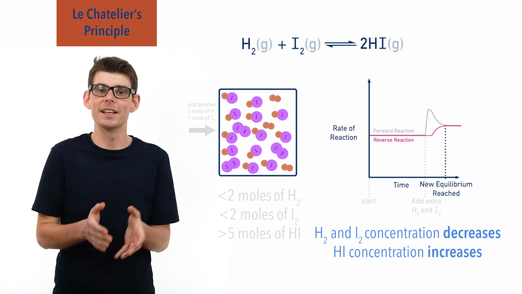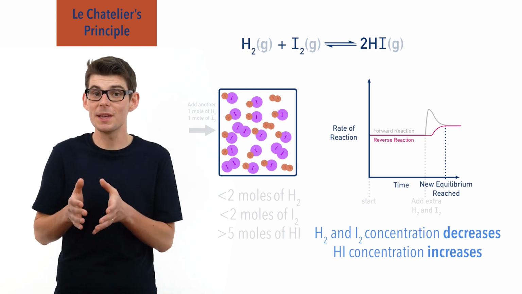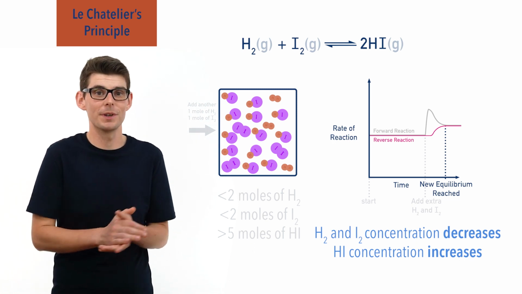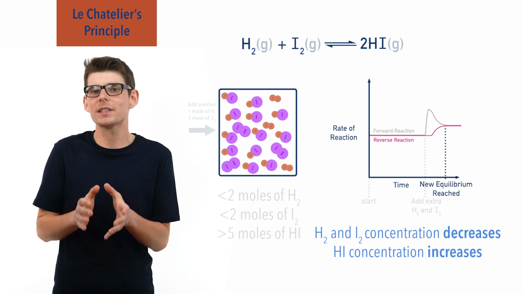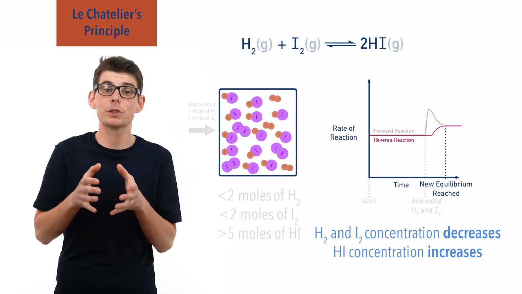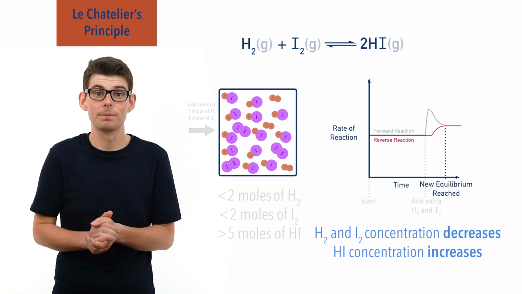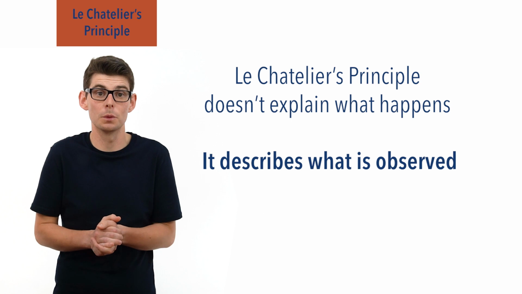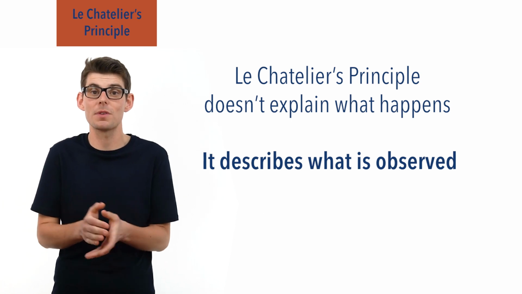Le Chatelier's principle: position of equilibrium moves to oppose a change made to a system at equilibrium. Hopefully that example shows you, however, that the reason this occurred is based solely on rates of reaction. Le Chatelier's principle isn't explaining what's going on at all, it's just describing the observations seen.